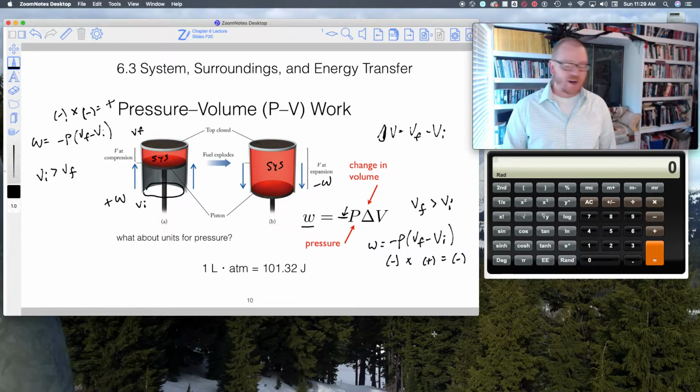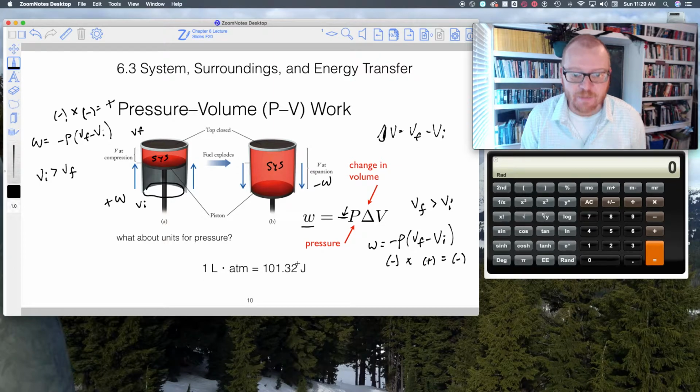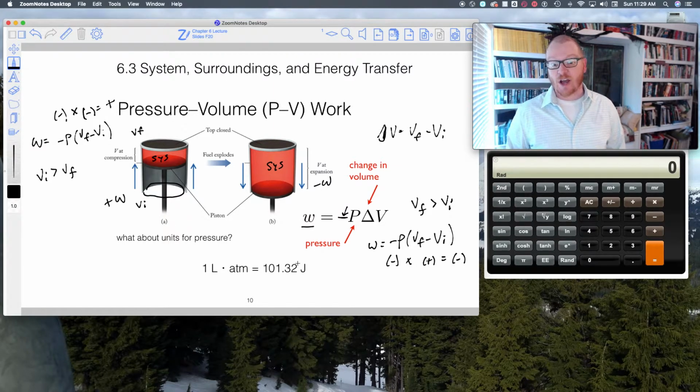Okay, now finally, what about the units? I've got this unit conversion here because we talked about how work has to be in units of joules. But this formula is pressure times volume, right?